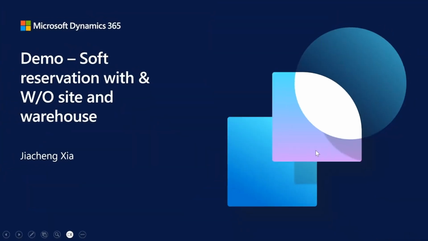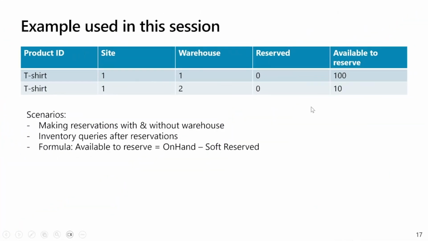So with the steps introduced on how we can change the partition configuration, we'll be going through the demo process of how we make a soft reservation without sites and warehouses and make a comparison with the existing way of how we do them with sites and warehouses. We will be using the same example as Hiren did a few minutes earlier in this session. Let us suppose we are using a product t-shirt and we have two warehouses. In warehouse 1, we have 100 t-shirts, and in warehouse 2, we have 10 t-shirts correspondingly.